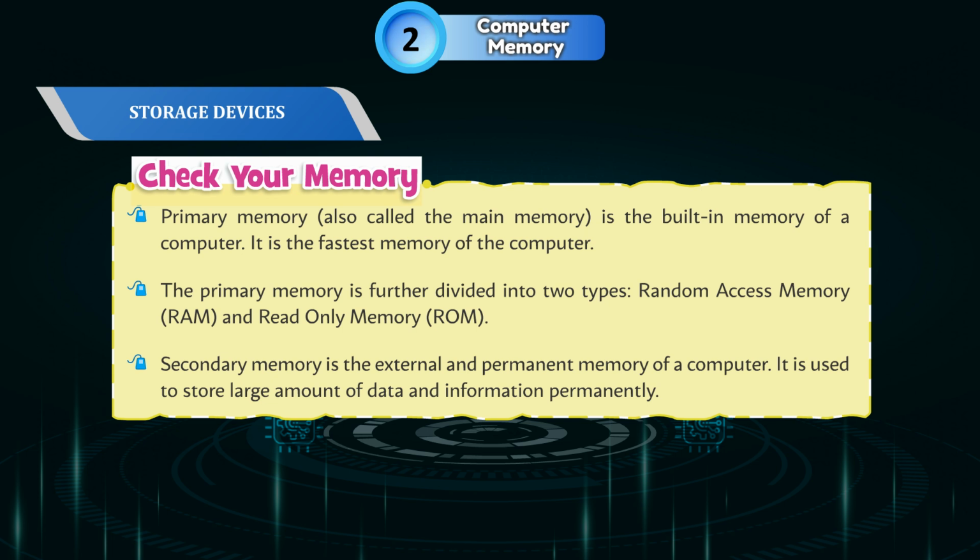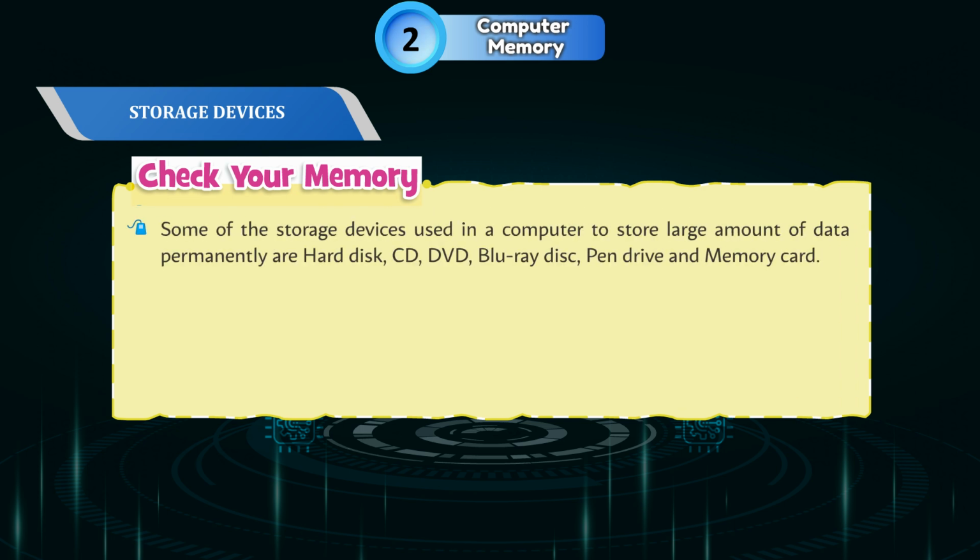Secondary memory is the external and permanent memory of a computer. It is used to store large amounts of data and information permanently. Some of the storage devices used in a computer to store large amounts of data permanently are hard disk, CD, DVD, Blu-ray disc, pen drive, and memory card.